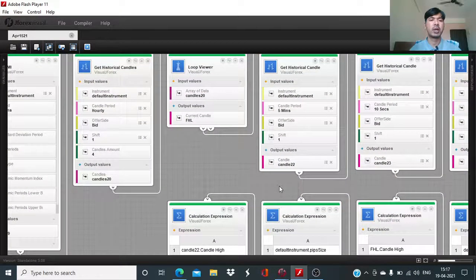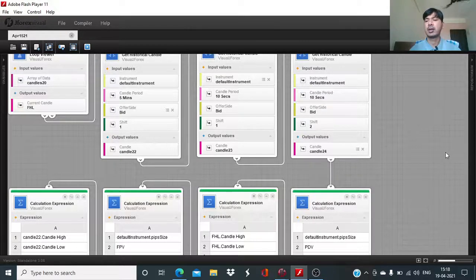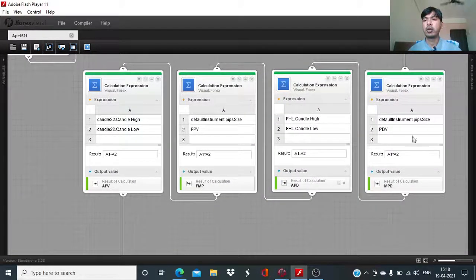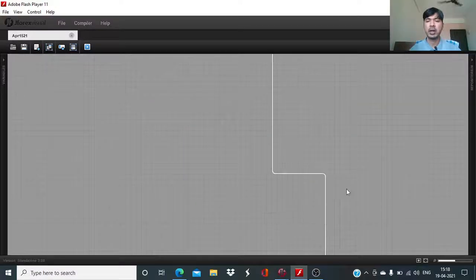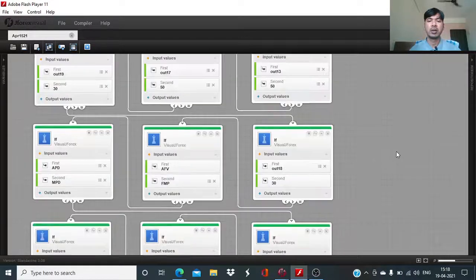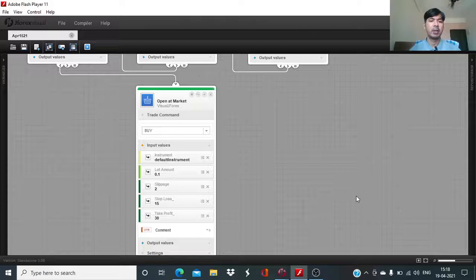And to look at the price volatility, we are also relying on the get historical candles block along with the loop viewer, and to make sure that the immediate price action is also in our favor, we are also going to rely on this get historical candle. And to pinpoint the entry point, these 10-second candles will come handy. And to define certain conditions, we are also taking into consideration various calculations using this calculation expression block, and after that the buy side requirements have been defined. So these are if blocks and then the trade command buy.